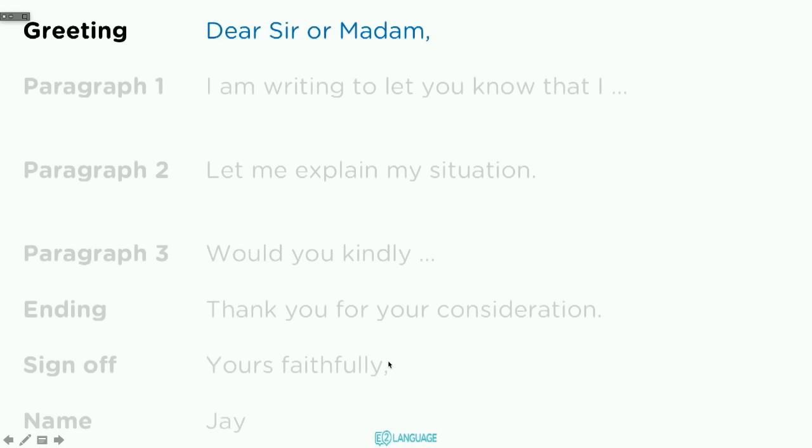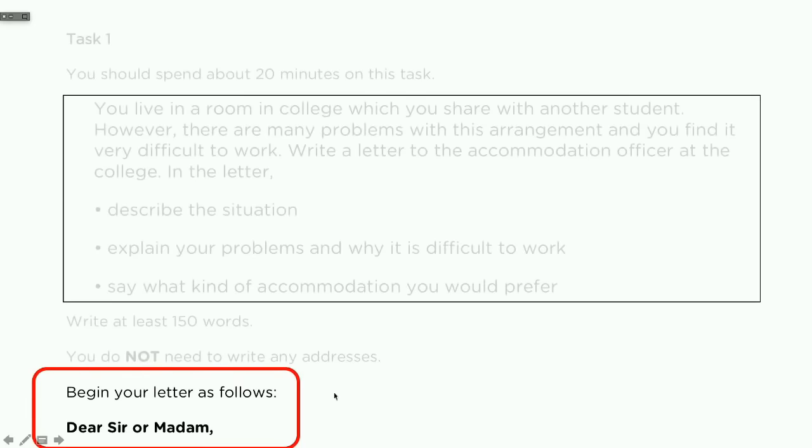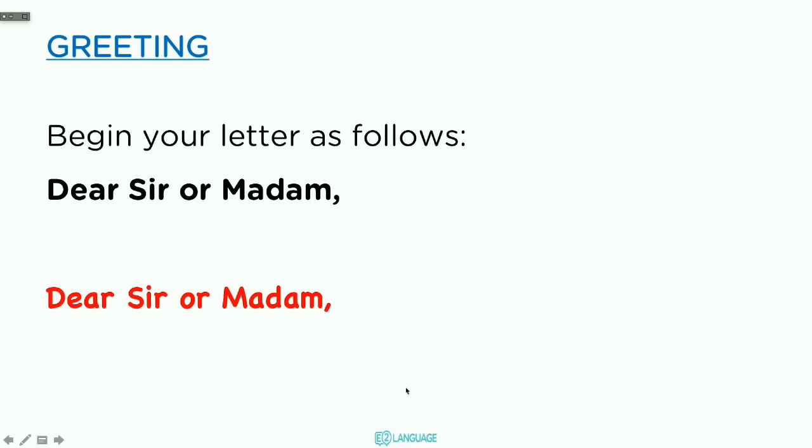How to write the greeting. Dear sir, madam. That's easy. How do we know that? Because if you look down here, it tells you how to start your letter. Dear sir or madam, capital S, capital M, comma. I want you to write now into the chat, dear sir or madam, exactly like this. Let's write this letter from beginning to end. You have 30 seconds.